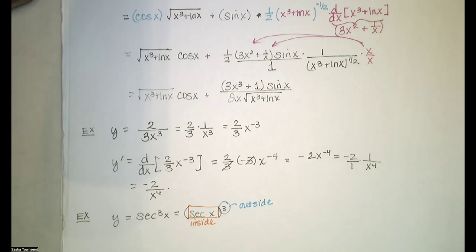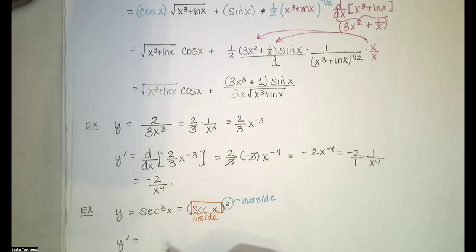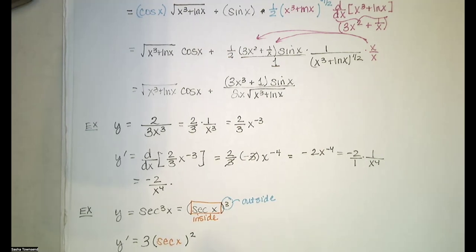So the chain rule is appropriate. Here, when I compute my derivative, I just ask: what's the derivative of the outside function, or what's the derivative of a function cubed? It's 3 times the original function squared. We've identified the inside function as secant of x, so we plug that in. That's the derivative of the outside evaluated at the inside, times the derivative of the inside.